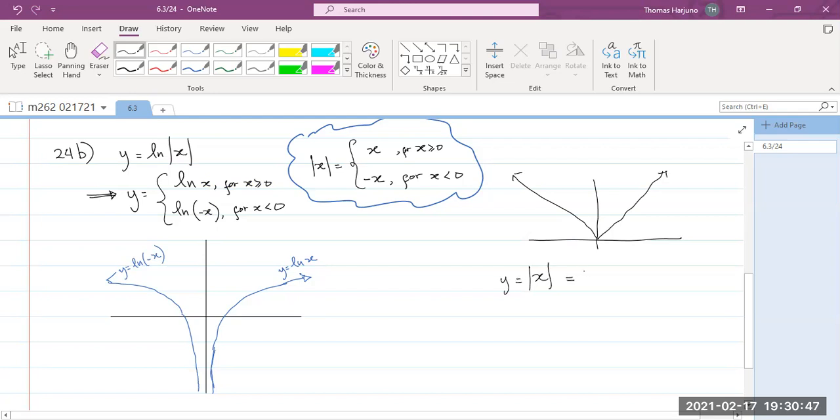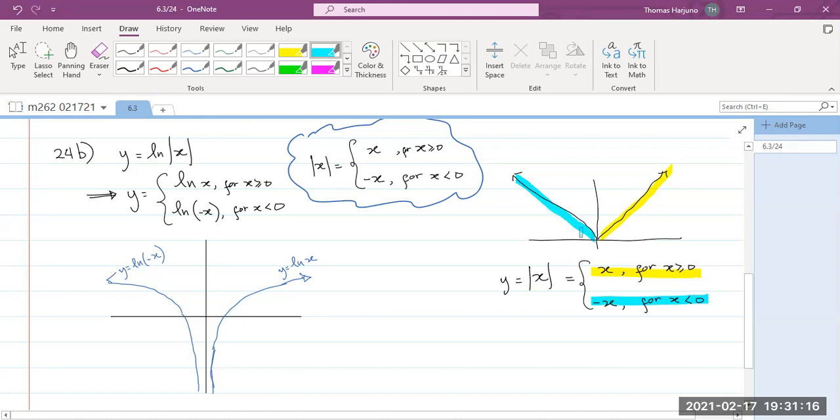But the explanation is because on the positive branch, that's a line through the origin with slope 1. But on the negative branch, that's a line through the origin with slope -1. So this branch here gives us this line, and this branch here gives us this line.